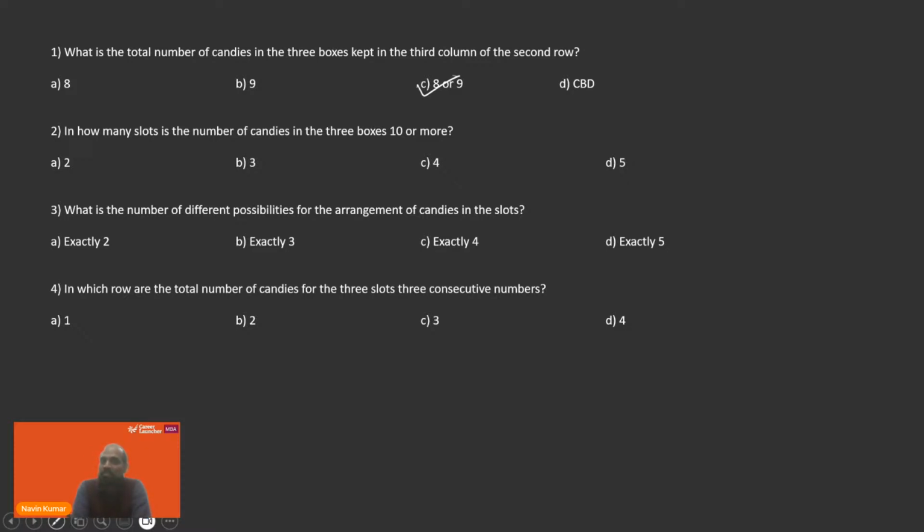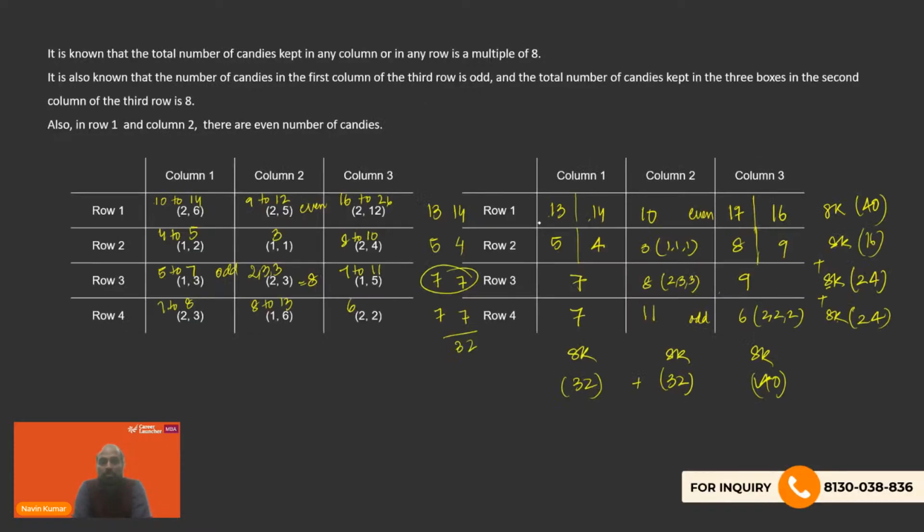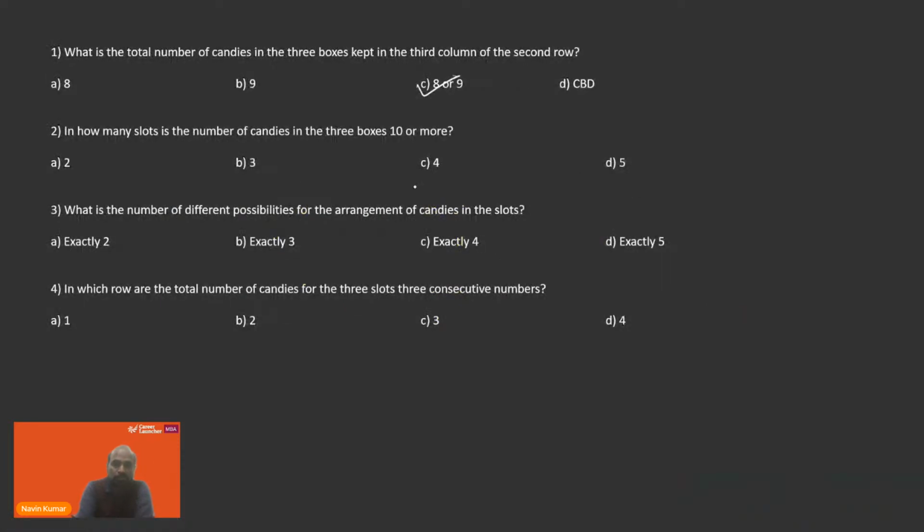Second, in how many slots is the number of candies in the 3 boxes 10 or more? So if you look at first row, first column, definitely. Second column, first row, definite. So we are going to have 1, 2, 3, 4. There are 4 places where we will definitely have 10 or more candies kept in the 3 boxes together. So 4. What is the number of different possibilities for the arrangement of candies in the slots? We have seen that there are exactly 2 cases.